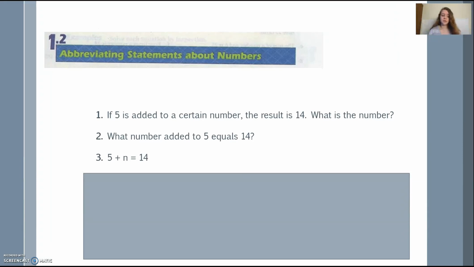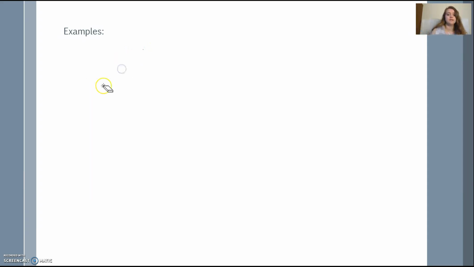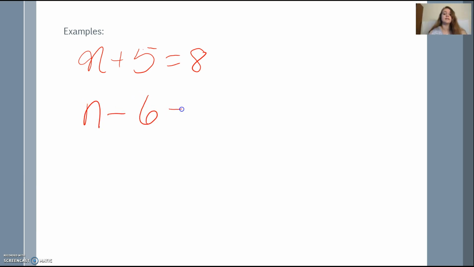In algebra, we see word statements or problems may be expressed very briefly by using letters to represent numbers, such as n plus 5 equals 8. If 5 is added to a certain number, the resulting number is going to be 8. We also can see this in n minus 6 equals 4. If 6 is subtracted from a number, that number is going to be 4.